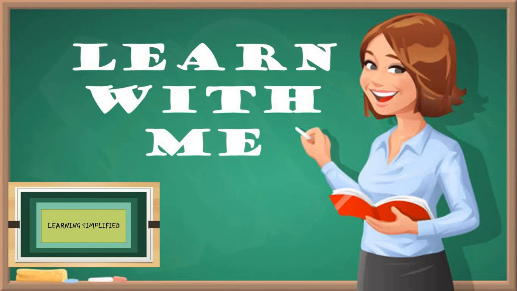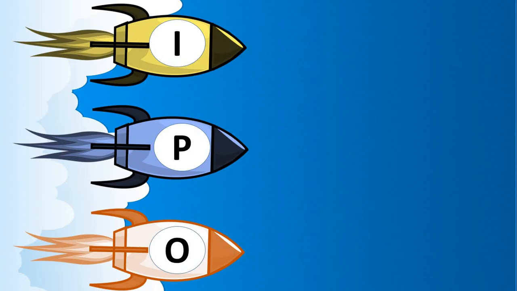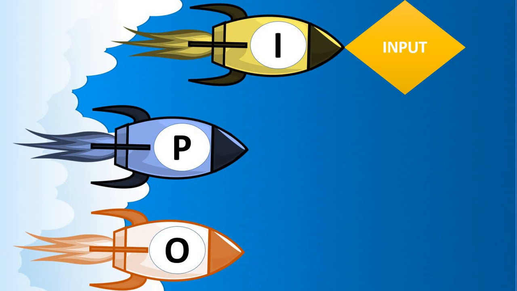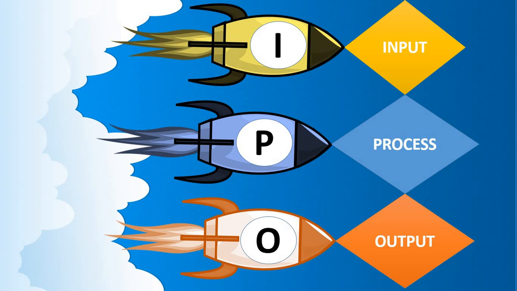In this video, we are going to learn the IPO principle of the computer. Let us know the expansion of each letter in IPO. I stands for input, P stands for process, O stands for output. Therefore, IPO stands for input, process and output.